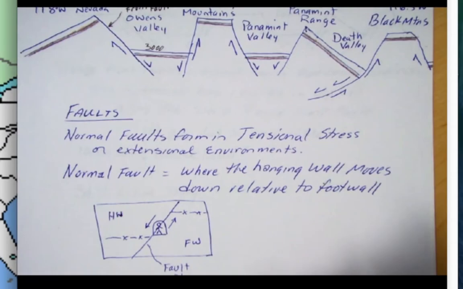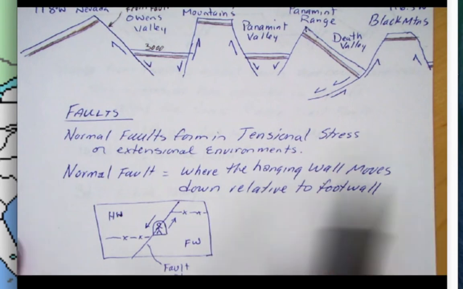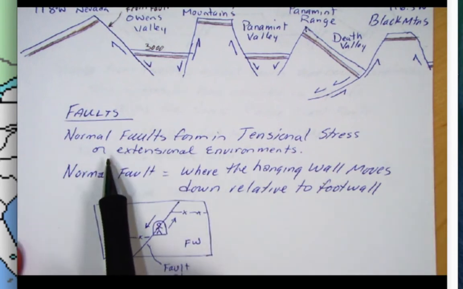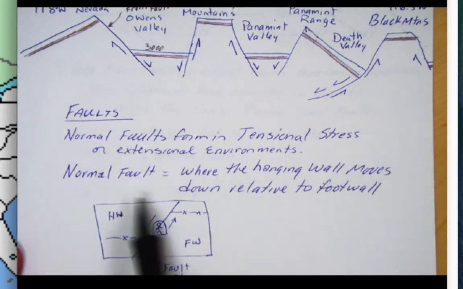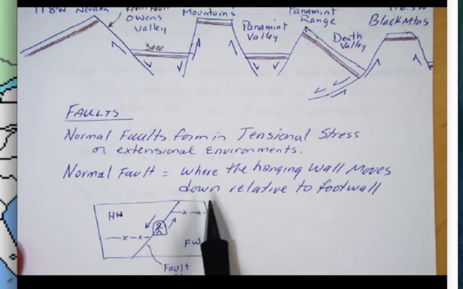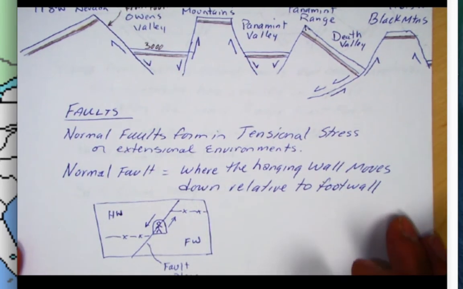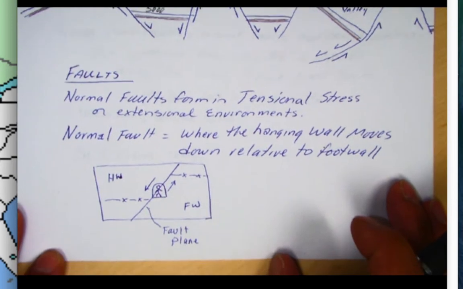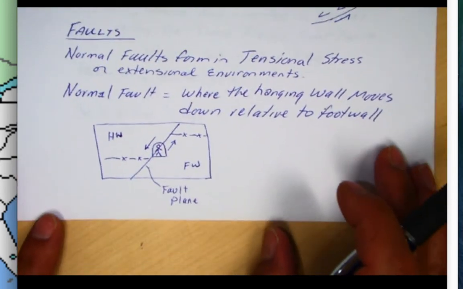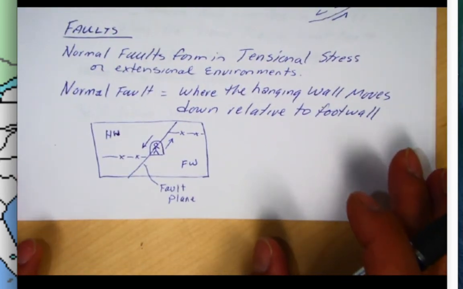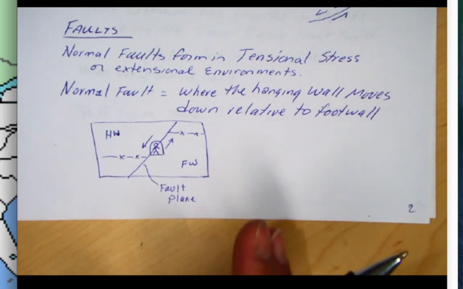Tensional stress. So the faults that are going to develop are these faults called normal faults, right? Normal faults, where the hanging wall moves down relative to the footwall. Well, those terms come from miners, because the miners were the first ones to look for fractures in rocks, and these particular fractures are where slip occurs.